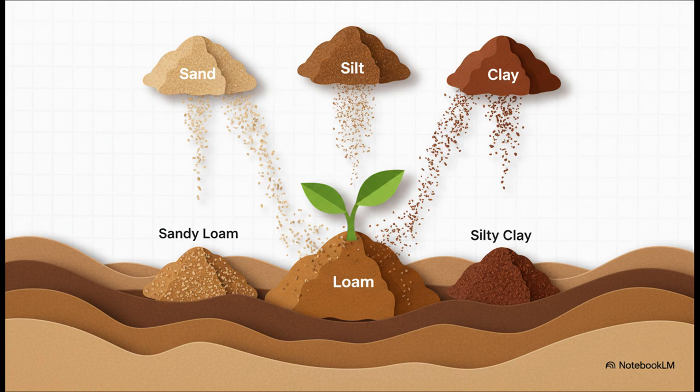So, when you start mixing sand, silt, and clay in different amounts, you get all these different soil types. You get these interesting names like sandy loam or silty clay. And then there's the famous one, loam. That's often called the perfect soil by gardeners and farmers because it has this beautiful, balanced mix of all three, giving you kind of the best of all worlds.